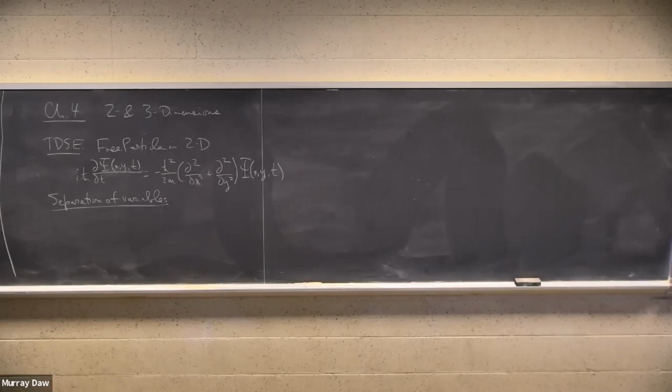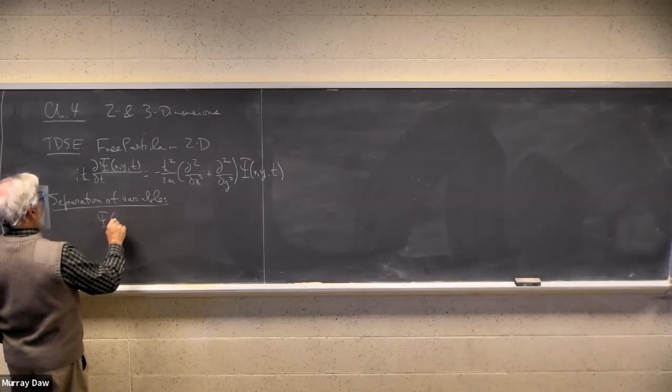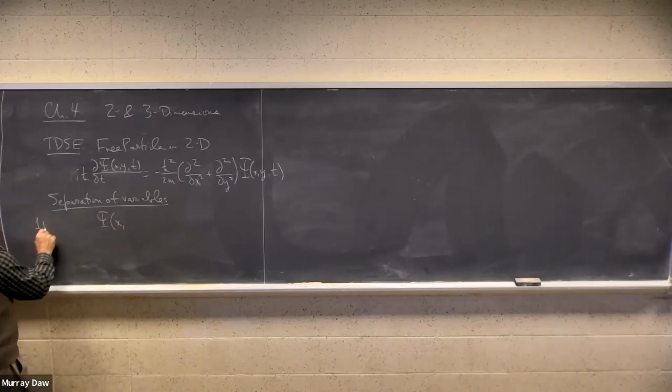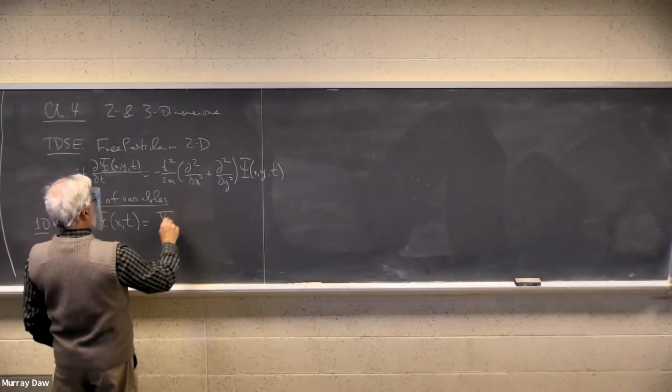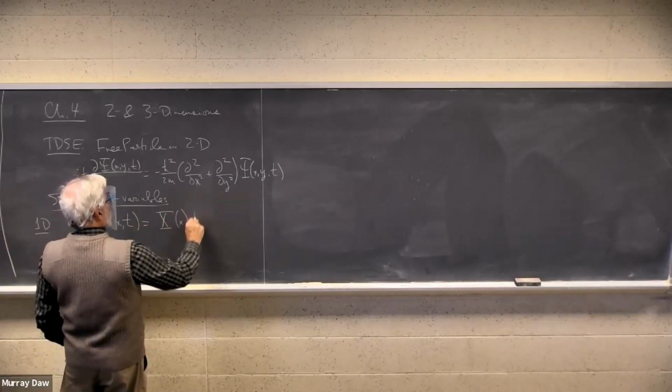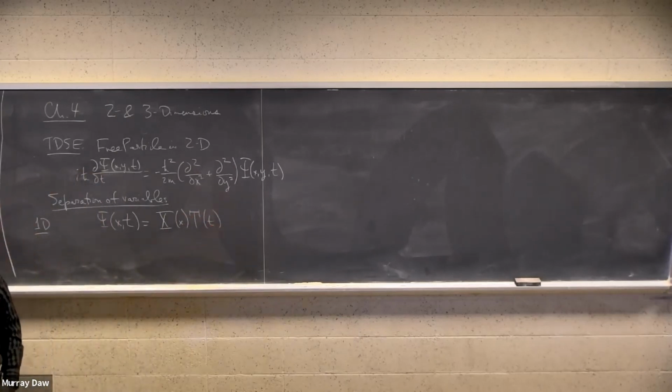Separation of variables doesn't work generally, but it does work for certain specific cases, and we're going to use it in those cases where it works well. Here's an example of a separation of variables. We actually did it before in 1 dimension. The idea behind the separation of variables is to take a function of 2 variables and write it as a product of 2 functions, each of 1 variable. So this is an example in 1 dimension.